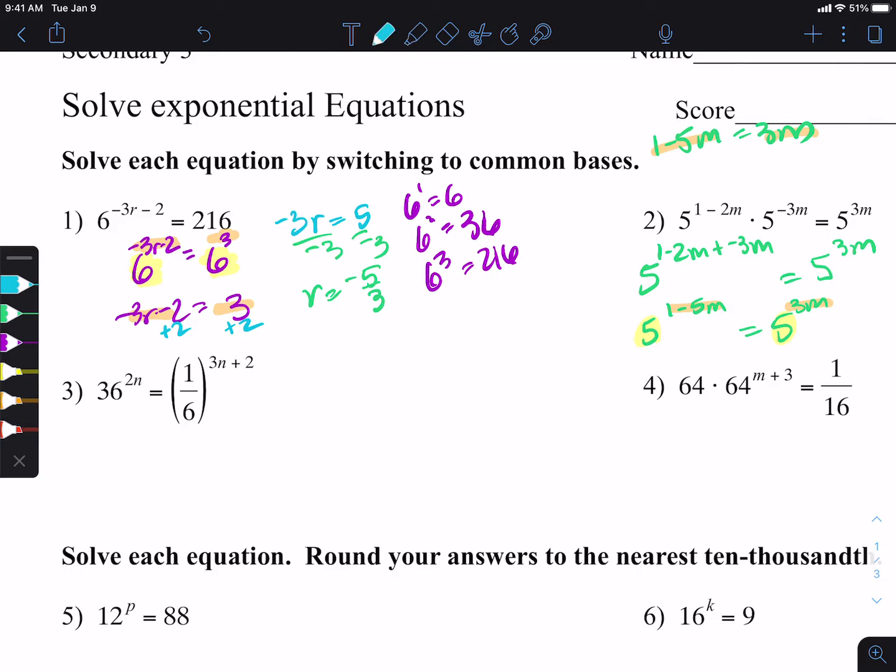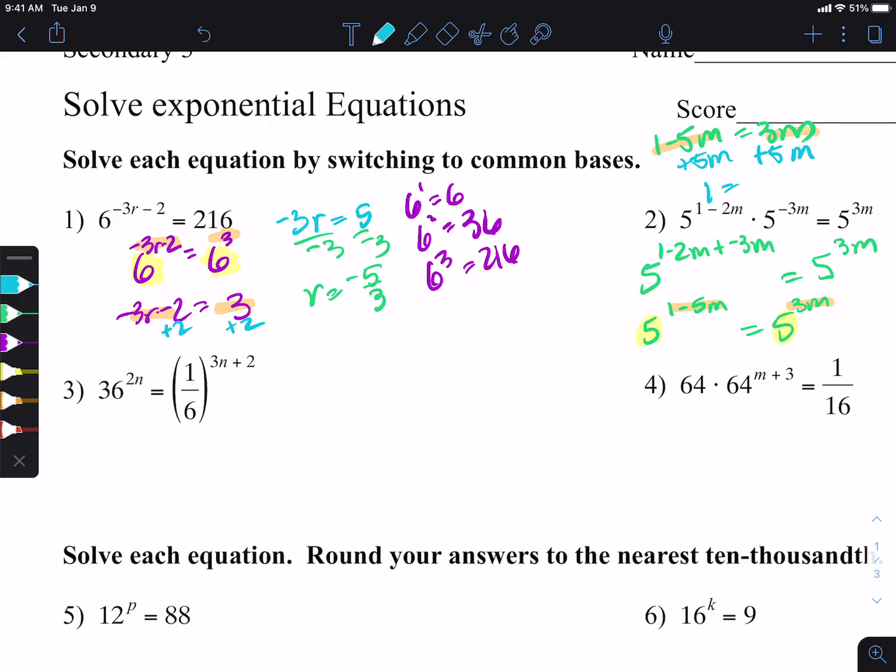So here there's a couple ways that you could go about it. You could add the 1, then subtract 3m. It's fastest if you just add the 5m and get the m's together. So you could also subtract 3m. That's an acceptable way to go about it as well. So then we get 8m equals 1. So then we're going to divide by 8. So then we get m is 1/8.